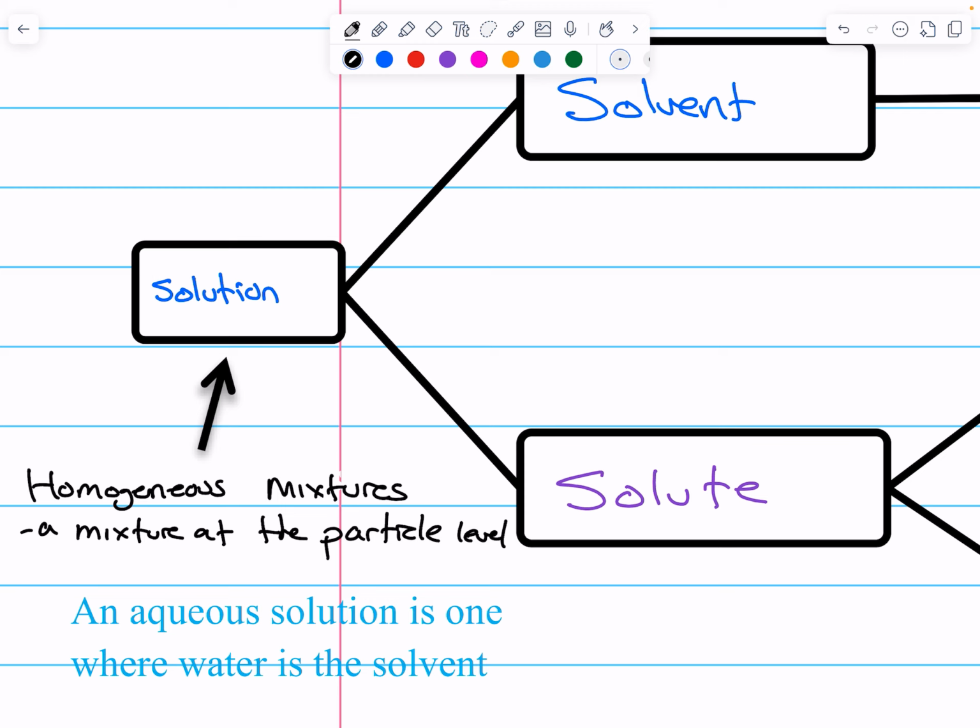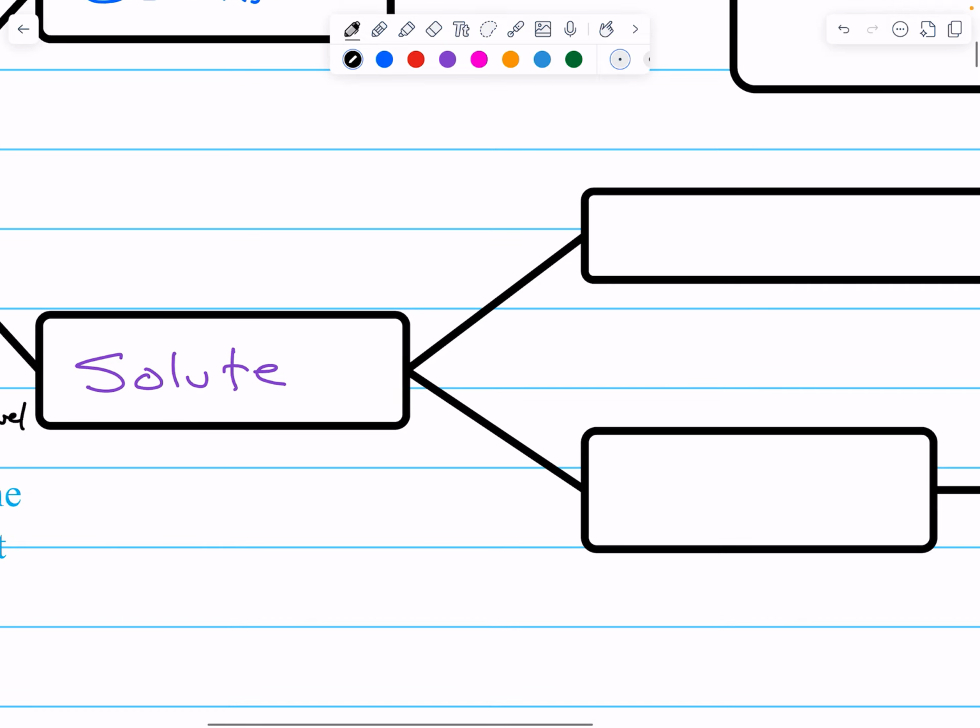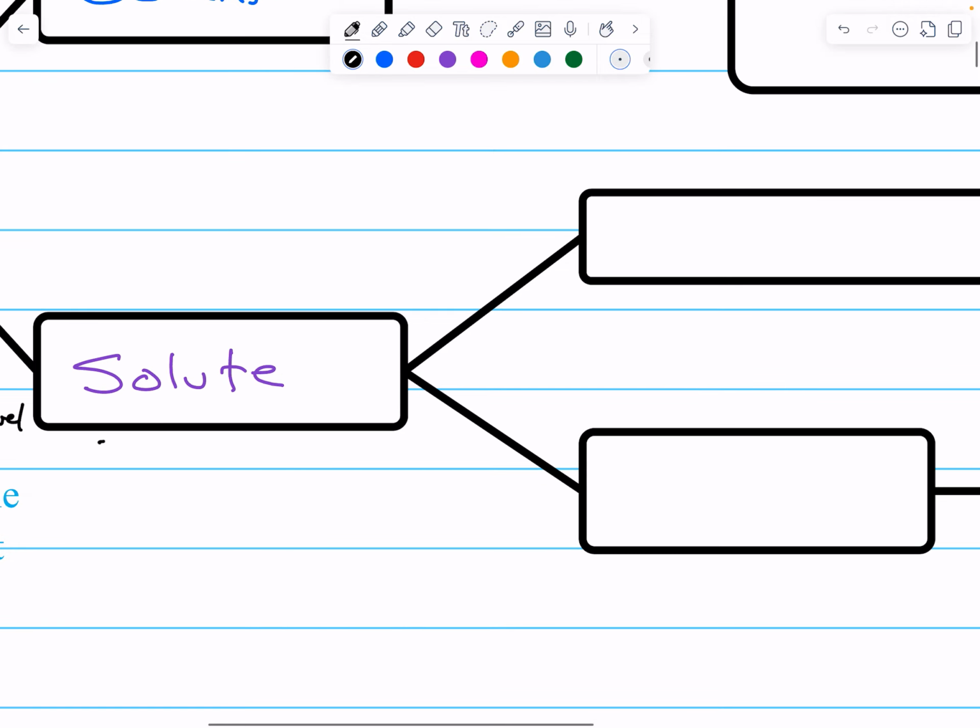Let's talk about the solute. Most of the time in Chem 1 and Chem 2, water is going to be our solvent. In organic chemistry, water is usually not the solvent. It can be, but more often than not it isn't. For now, in Chem 1 and Chem 2, the solute is the minor component. It is what is dissolved.